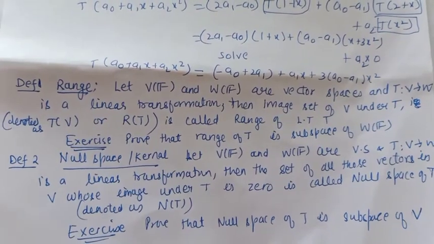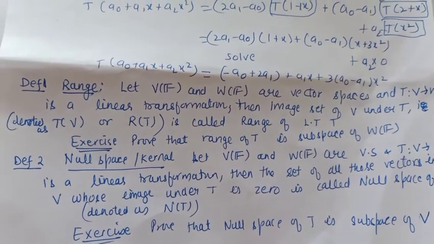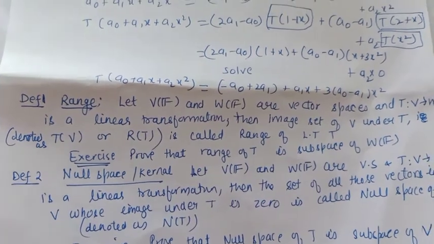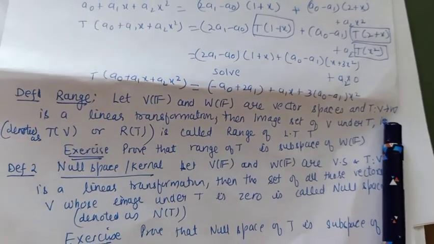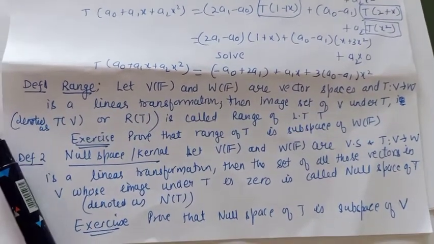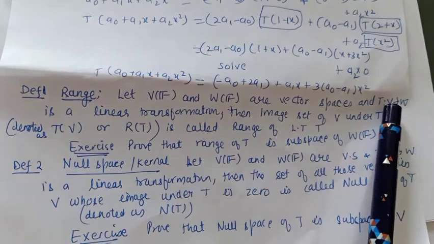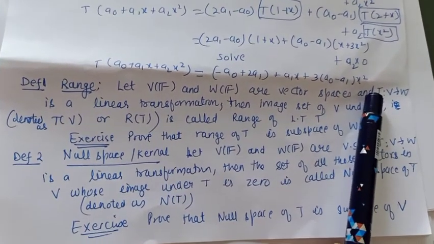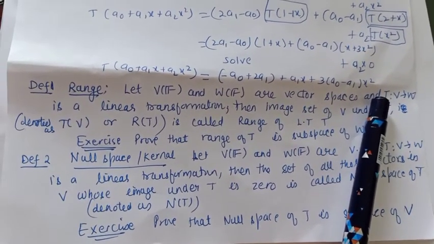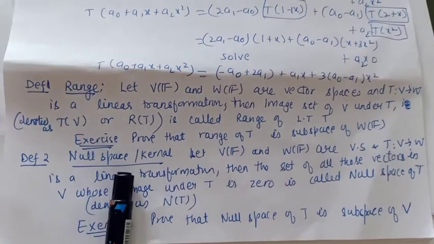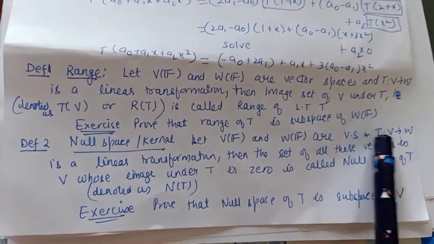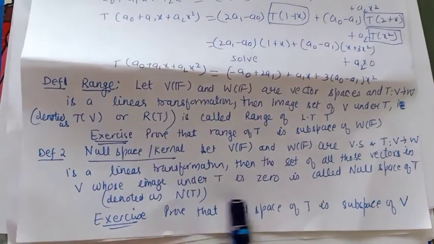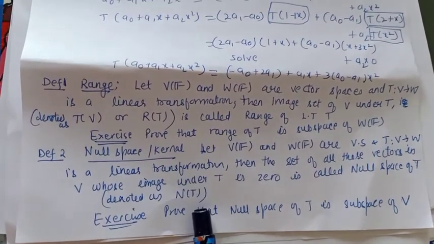We have two important definitions: range and null space of a linear transformation. Suppose T from V to W is a linear transformation, where V and W are both vector spaces over the same field. Then the set of all images of V under this linear transformation T is known as the range of T. And the collection of all the vectors in V whose image under T is 0 is known as the null space or the kernel of this linear transformation T.